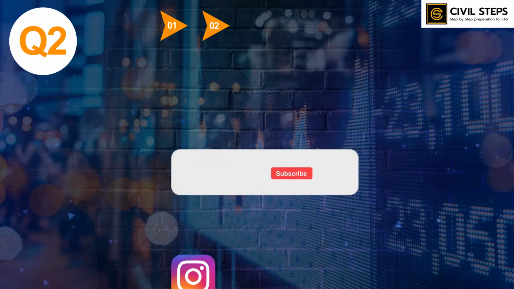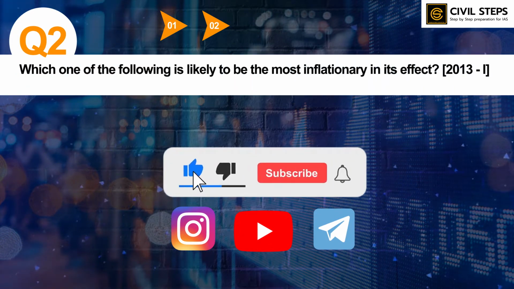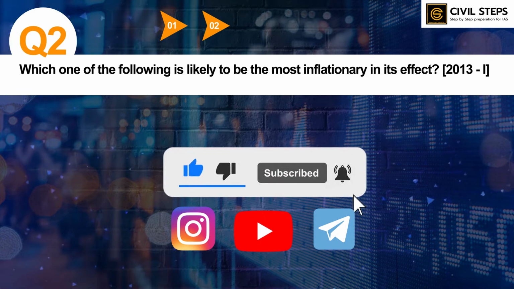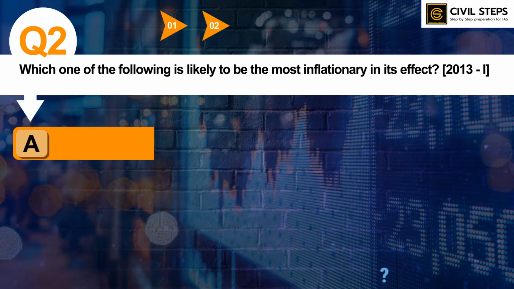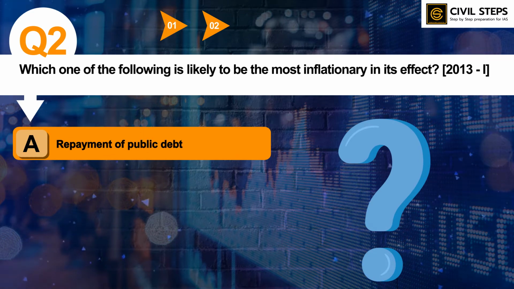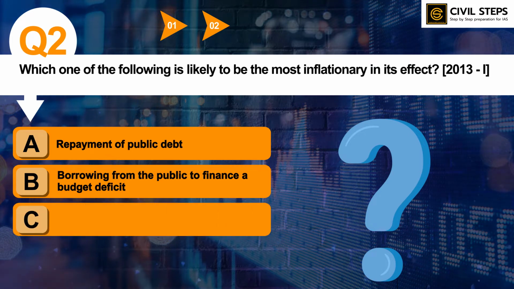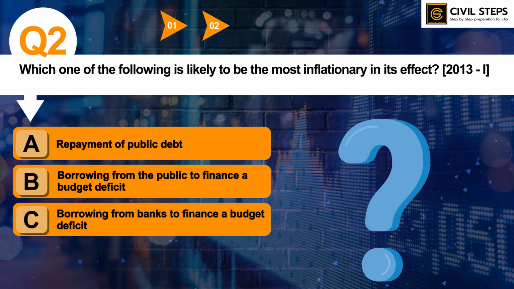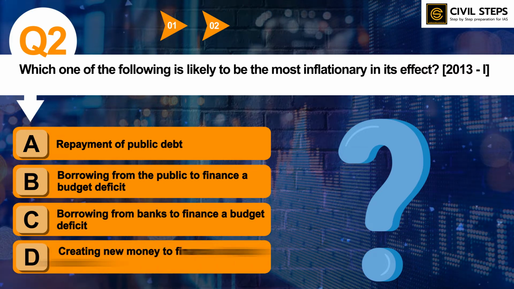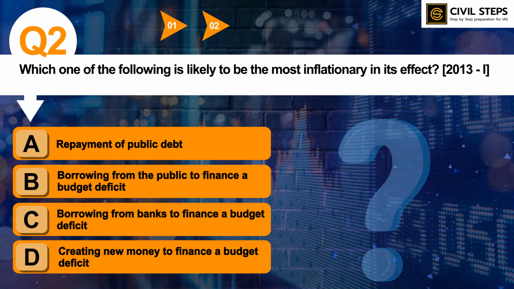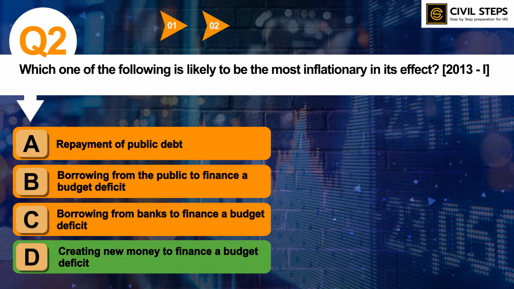So now let us discuss question number two. Which one of the following is likely to be the most inflationary in its effect? Option A, repayment of public debt. Option B, borrowing from the public to finance a budget deficit. Option C, borrowing from banks to finance a budget deficit. Option D, creating new money to finance a budget deficit. So you can pause this video and write your answer in the comment section. I hope you have written the answer. So the answer of this question is option D, creating new money to finance a budget deficit.